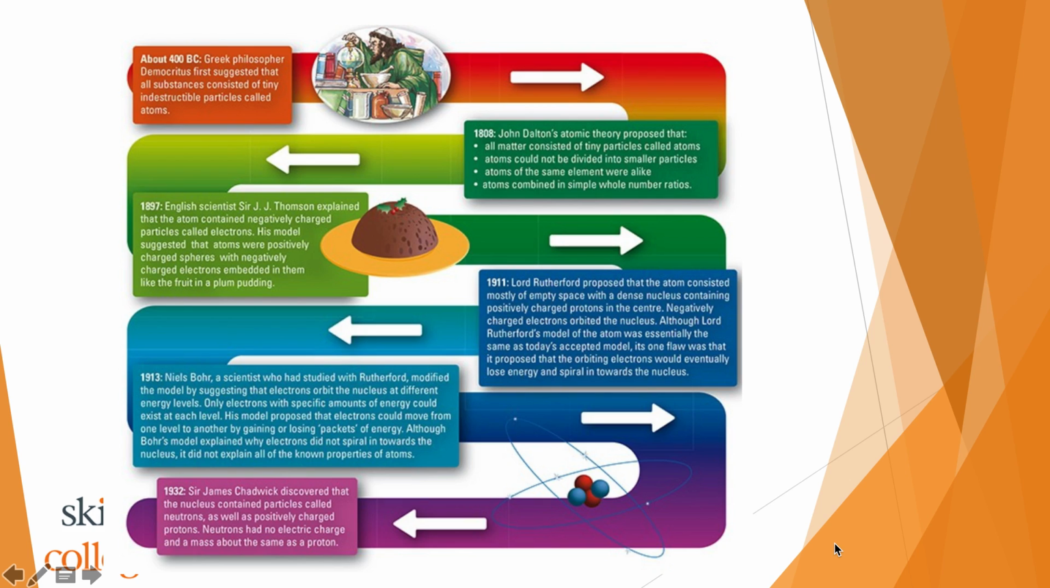Fast forward a long time later, 1808, John Dalton's atomic theory proposed that all matter consisted of tiny particles called atoms. Atoms could not be divided into smaller particles. Atoms of the same element were alike, and atoms combined in simple whole number ratios. So some of that seems familiar to us already. We've talked about this before, that we think, okay, atoms can't really be divided, and all the atoms of the same element are the same.